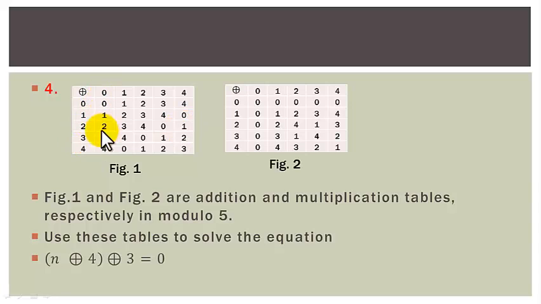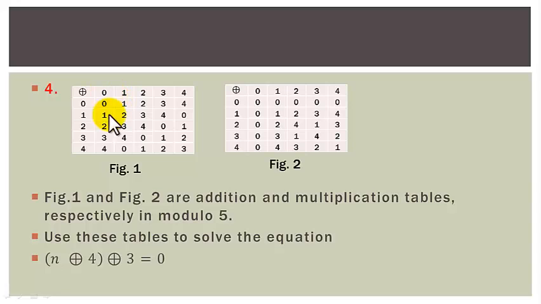3 plus 0 is 3. 3 plus 1 is 4. 3 plus 2 is 5. And 5 in modulo 5 is 0. 3 plus 3 is 6. 6 in modulo 5 is 1. 3 plus 4 is 7. 7 in modulo 5 is 2. That is, 7 divided by 5 is 1, remainder 2.